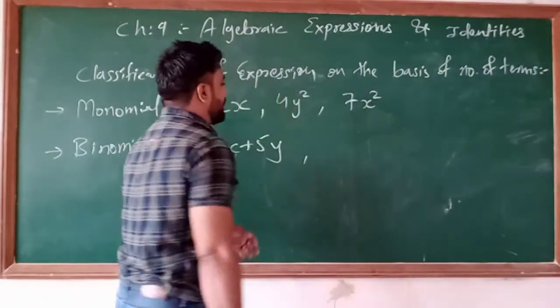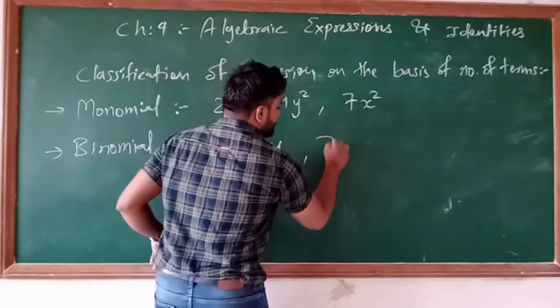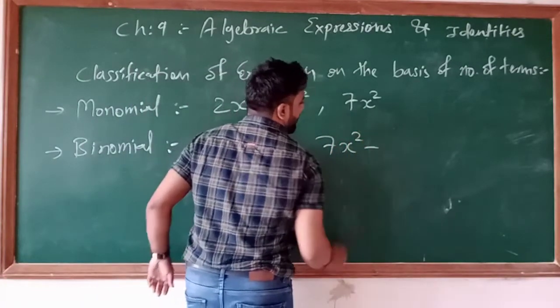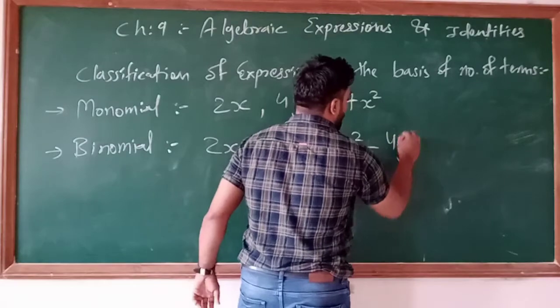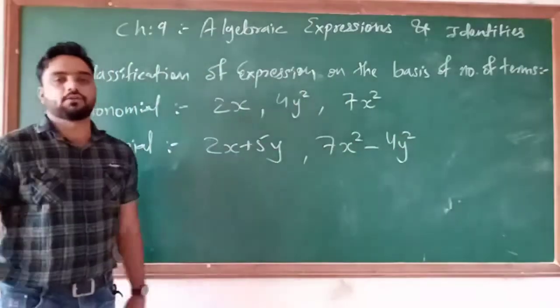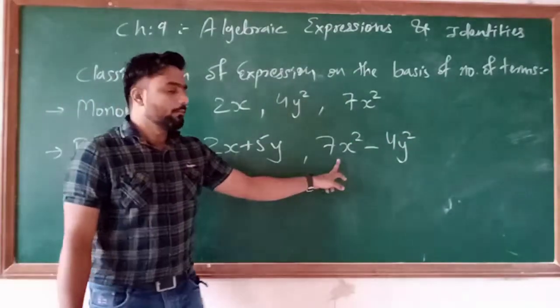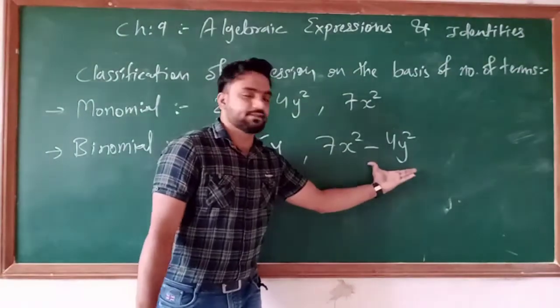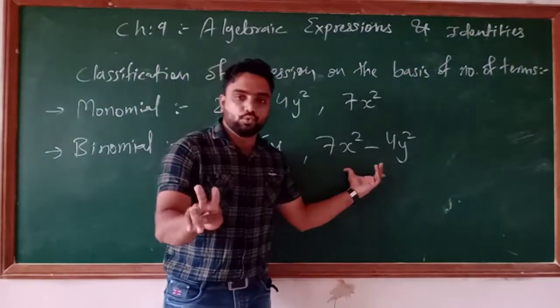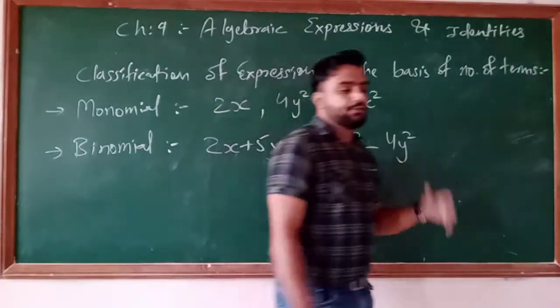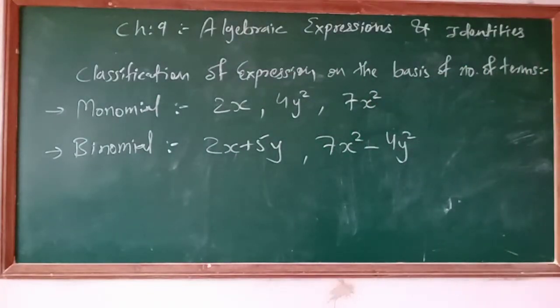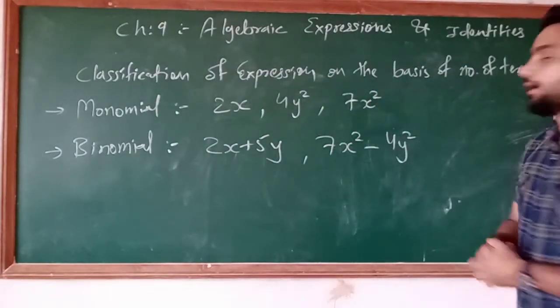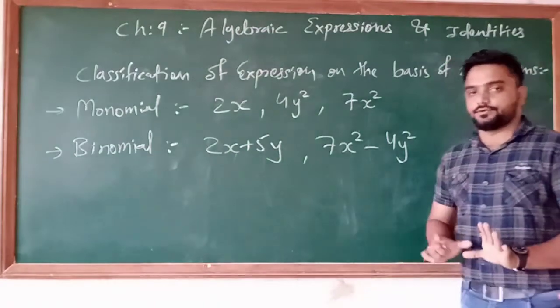Now another example, 7x square minus 4y square. So here also the same thing. Here you see, it is a single expression containing two terms, the first term and the second term. So that's why it is called what? Binomial. Understand or not?